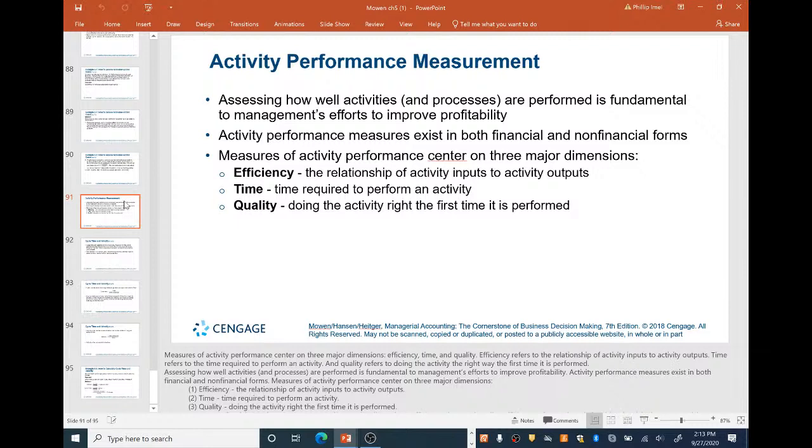Okay, activity performance measurement. This is assessing how well activities and processes are being performed, and this is going to also be fundamental to management's efforts to improve profitability. Activity performance measures exist in both financial and non-financial forms. Measures of activity performance center on three major dimensions: efficiency, which is the relationship of activity inputs to activity outputs; time, the time that's required to actually perform these activities; and quality, which is doing the activity right the first time it is performed.